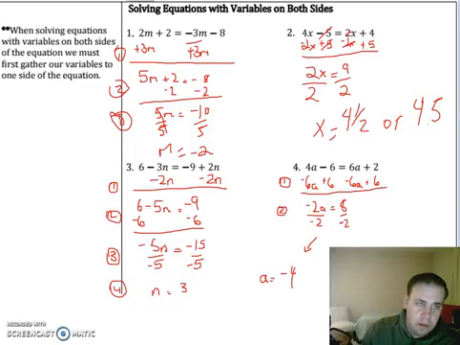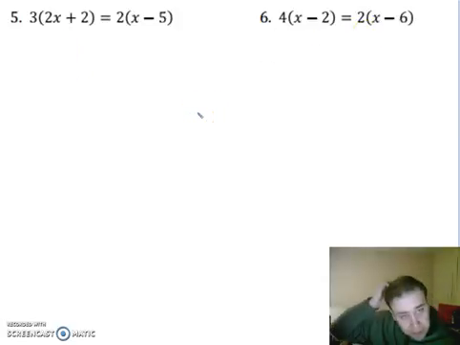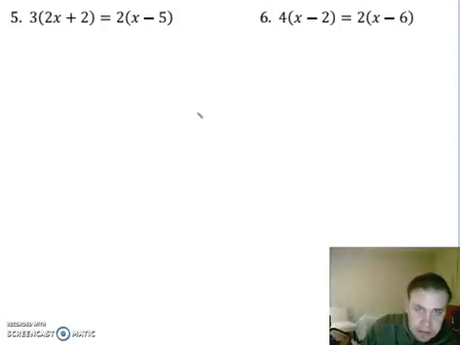So if you want to take a look at numbers 5 and 6, we have to do a distributive property here. It's much easier to multiply 2x plus 2 by 3 than to divide the other side by 3, or divide this side here by 2. If you were to do that, it would be much more complicated. So we'll go through question 5 here, and then we'll get you to pause it and try question 6 on your own.